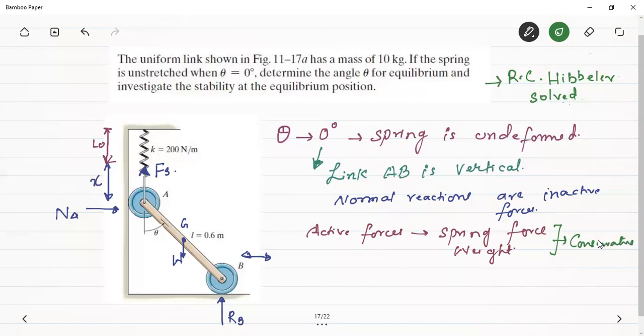Okay, so when all the active forces in the system are conservative forces, we can use the potential energy criteria for equilibrium. Therefore, the potential function can be written as the summation of the gravitational potential function and the elastic potential function.